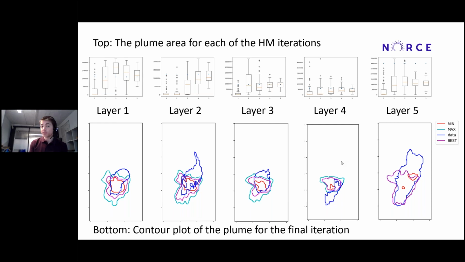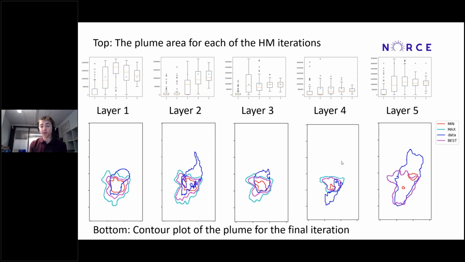You can also notice that for instance for layer 1, these small dots are outliers outside of 1 standard deviation. So it means that some ensembles are outside of that, and you can see that most of the ensembles just predict the flow to go through layer 1 initially, but the history matching is able to capture this nicely during the iterations.